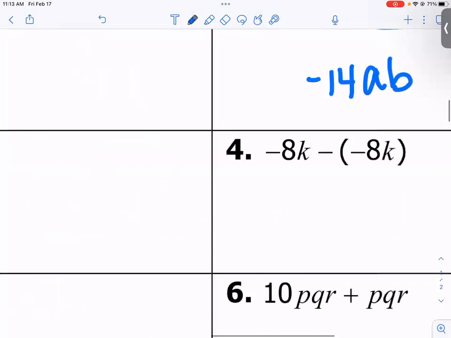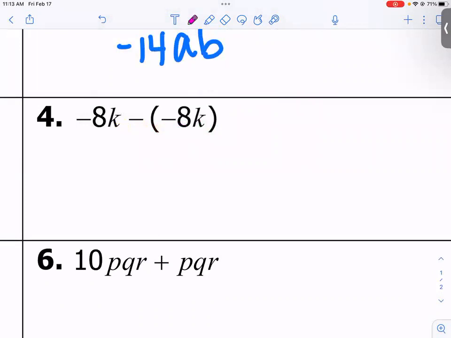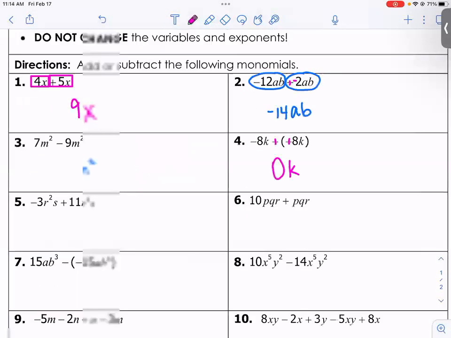All right. Number 4. Corin, what'd you get? How'd you get 1? Keep, change. What's negative 8k plus 8k? Yeah, okay. So I'm going to write 0. If you write 0k, that's cool. Sure. Okay, JJ.